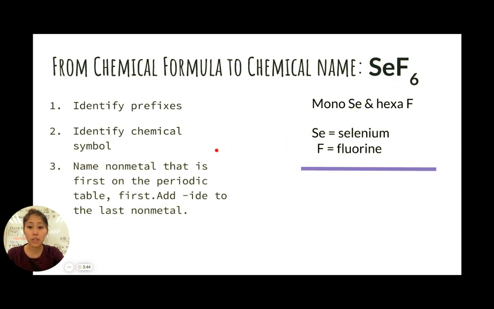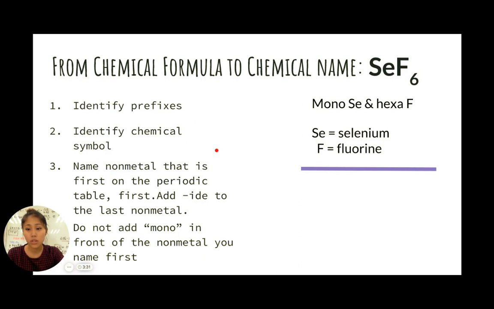Now, name the nonmetal that is first on the periodic table. From the periodic table, we see that we definitely hit Se first, and we hit fluorine second. Do not add mono in front of the nonmetal you name first. So we know that Se came first in the chemical formula, so when we name it, Se is going to come first in the name as well.